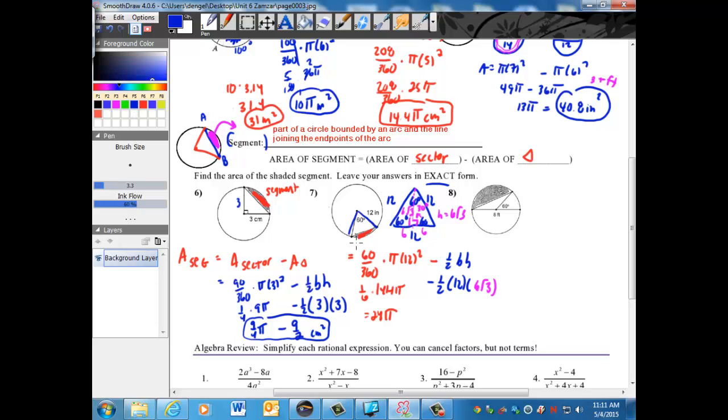All right, from there, we want exact answers, so we get minus 1/2 times 12 is 6, 6 times 6 is 36, we get radical 3, that's exact, and we leave it in inches squared.